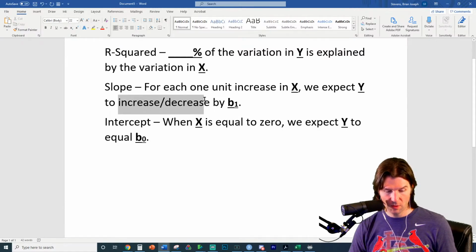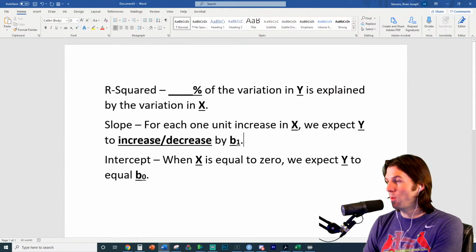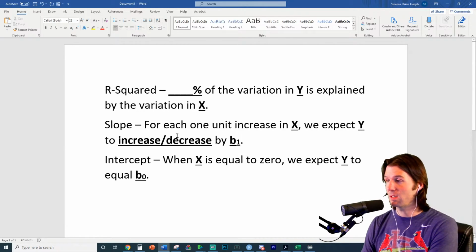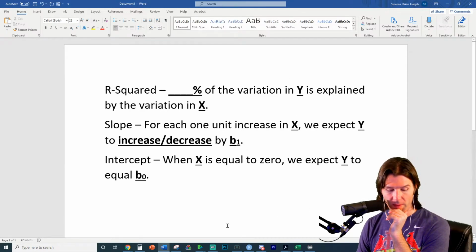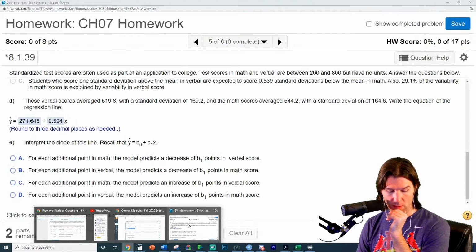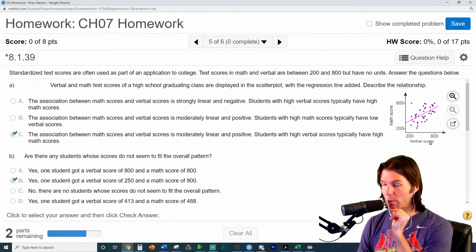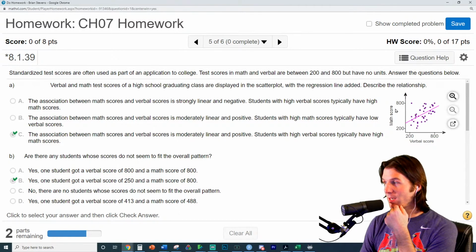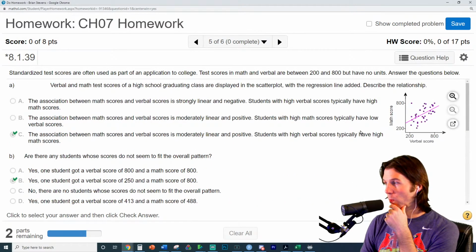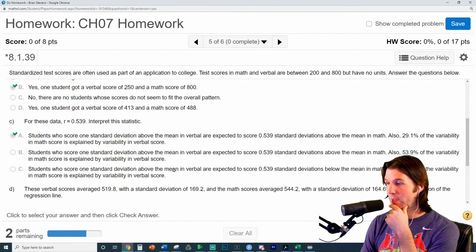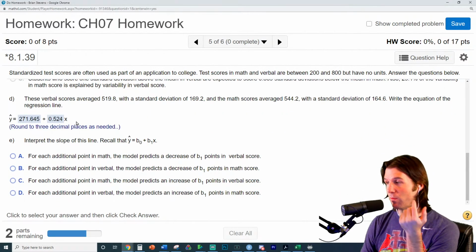So when we interpret the slope, there we go. When we interpret the slope, we need to put in the words in context, like your Canvas content quiz or like your visualization assignment. For each 1 unit increase in x, so what would that be? Let's go over here to the assignment. For each point someone has on their verbal score, we would expect their math score to increase by 0.524 on average, because that's where the x is. For each 1 point increase on someone's verbal score, we expect someone's math score to increase by 0.524.